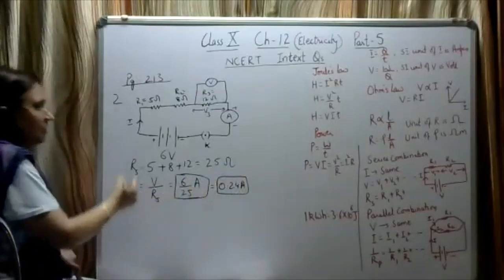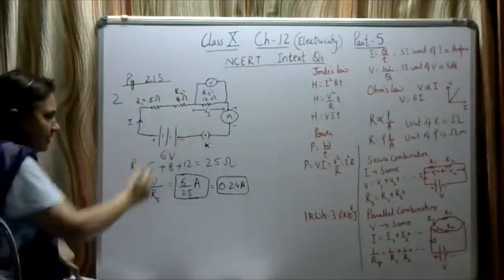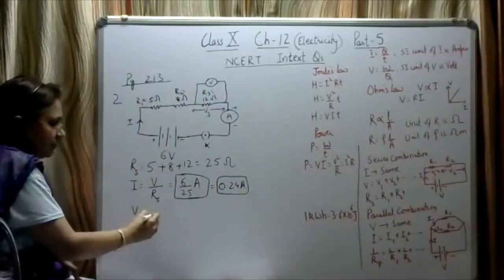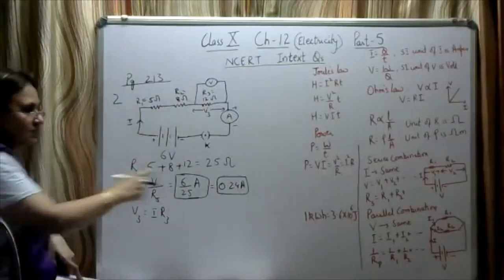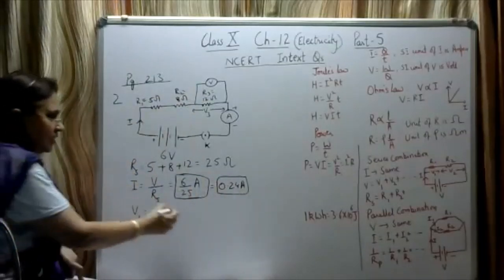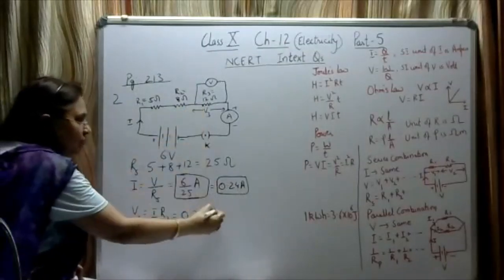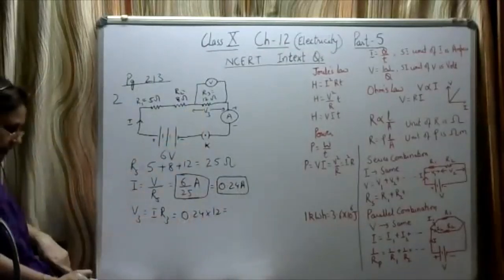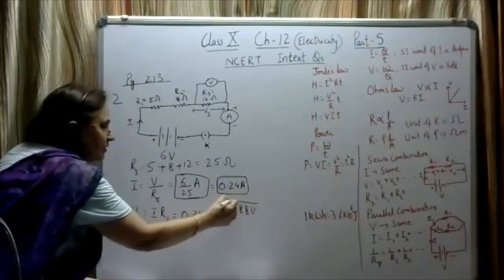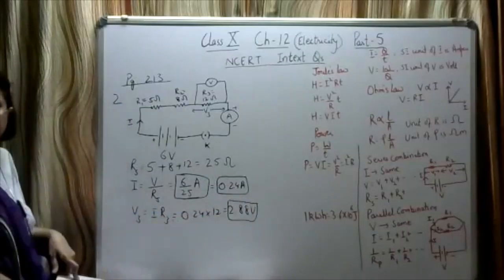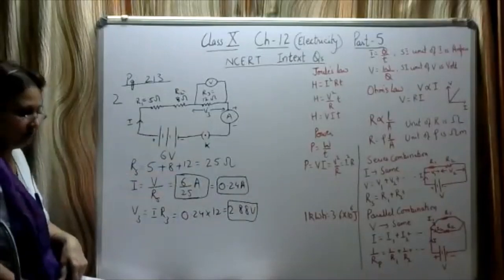Now here you have to find the voltmeter reading. The voltmeter reading is measuring V3. So V3 is equal to I into R3. The current flowing through each resistor is the same, that is 0.24 amperes. So 0.24 into R3, which is 12 ohms. On simplifying, we get 2.88 volts. So the voltmeter reads 2.88 volts and the ammeter reads 0.24 amperes.